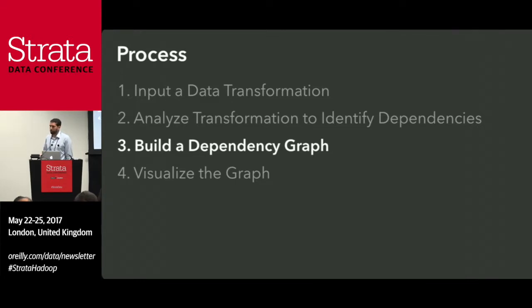So once we have these transformations, we're then going to build up a dependency graph on top of all the individual dependencies. So the idea here is that for any given transformation, we can say, what are the dependencies that it produces? And then we're going to build up a graph that tracks those dependencies throughout the entire recipe.